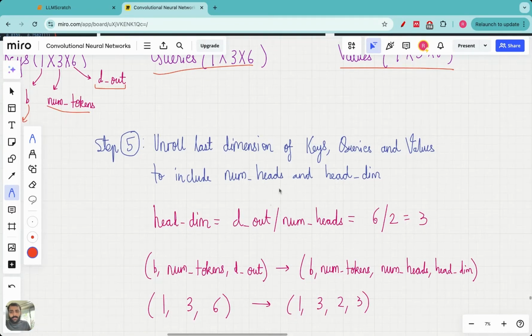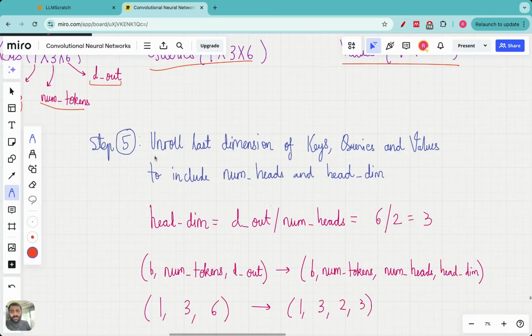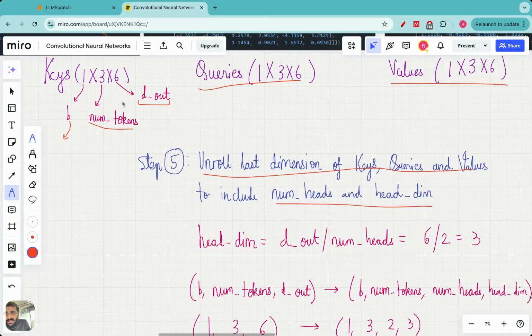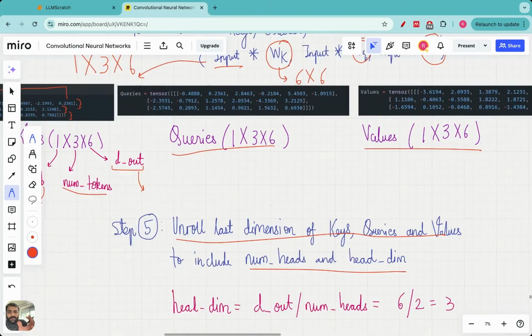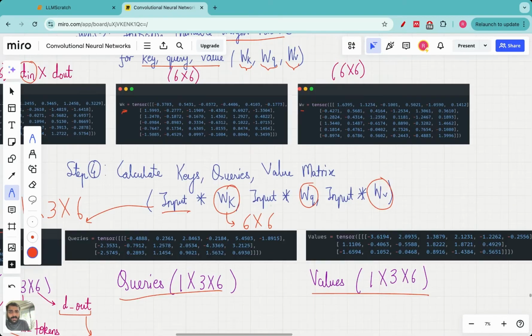So what we are now going to do is unroll the last dimension of the keys, queries, and values to include the number of heads and the head dimension. What this means is that if you look at this last dimension of the keys here, in fact even for queries and values, this is d out, right? And d out is essentially number of heads times head dimension, as we have seen earlier.